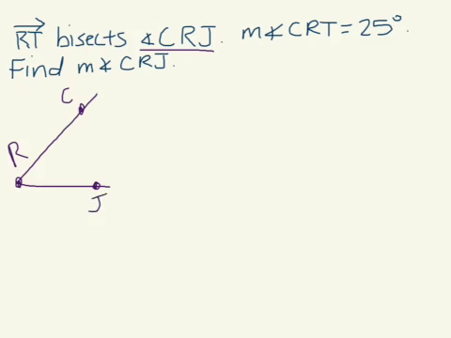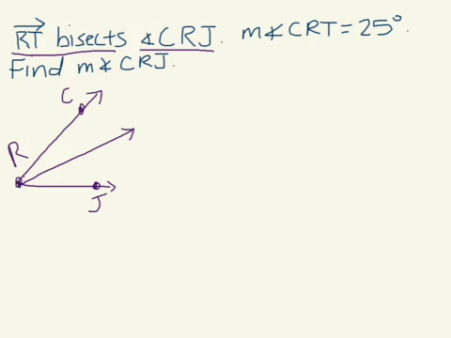And then I'm being told that ray RT bisects that angle. Bisects means that it cuts it directly in half, so when I draw it, I may want to try to draw it with a little bit of accuracy. I already have point R drawn, and T, in order to bisect it, is going to go through it.